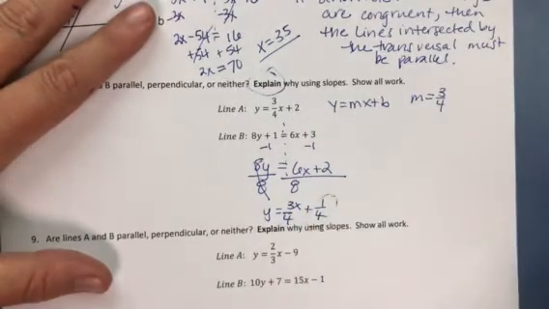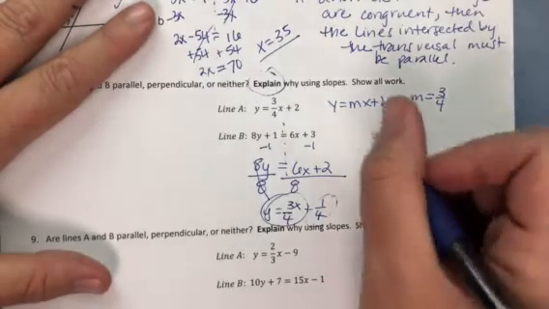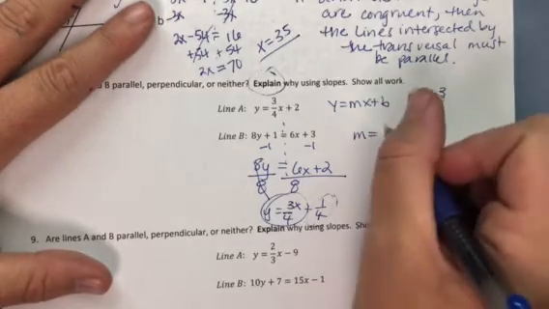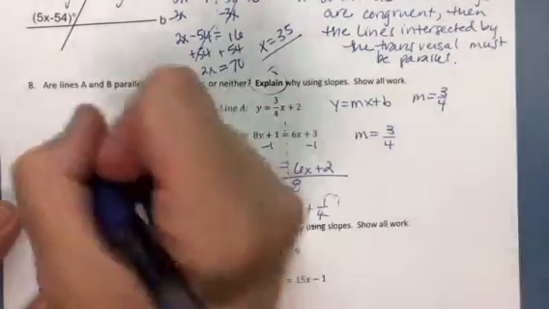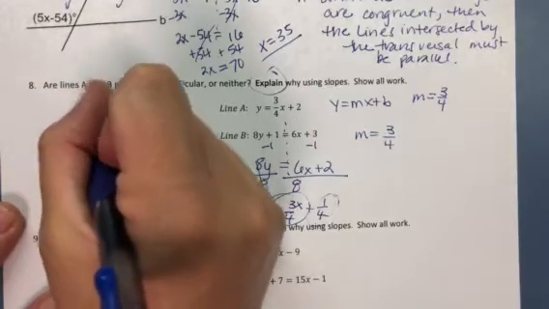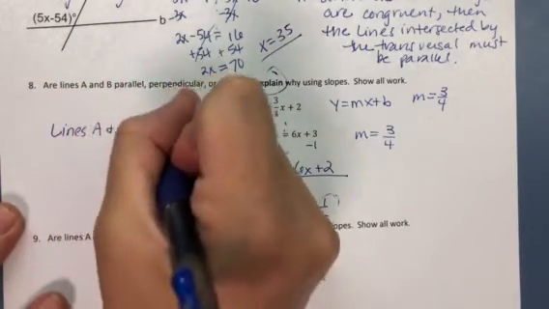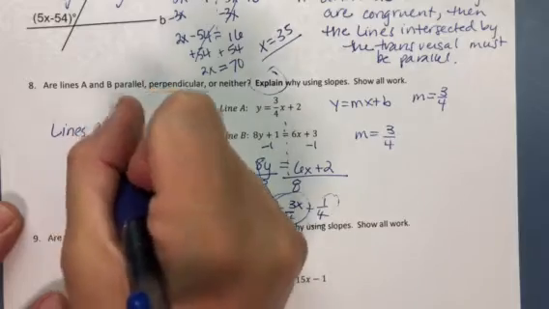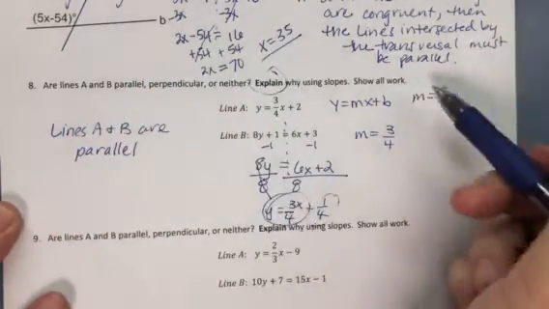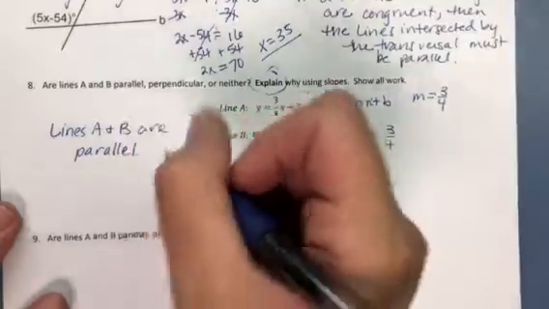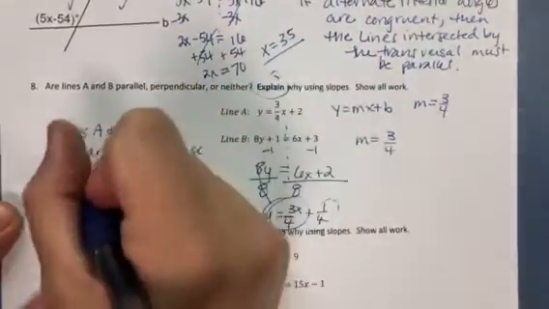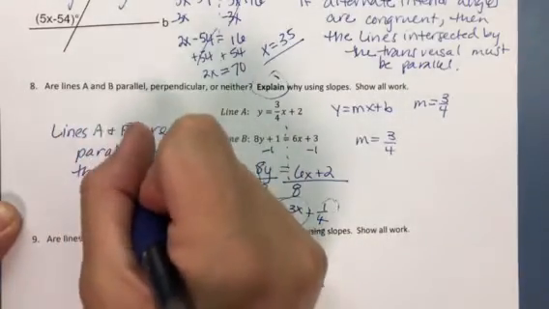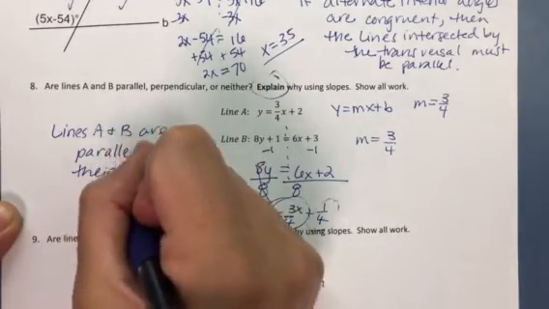But I'm not really concerned with my y-intercept. What I need is that number in front of the x, my slope. So it turns out that my slope is the same. I get 3/4. So I can answer the question and say lines A and B are parallel, but I have not explained yet what I did. So to explain why, I could say lines A and B are parallel because their slopes are the same.